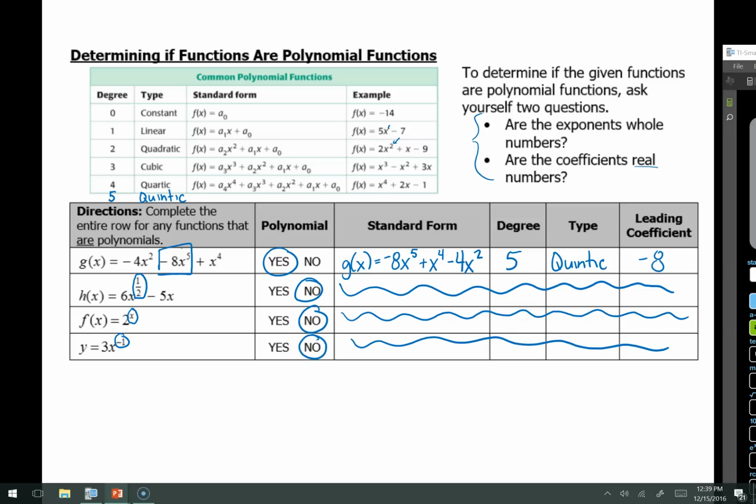So be sure that when you are looking at something and you look at whether or not it's a polynomial, look at the exponent, see if it's a whole number, and look at the coefficients, make sure they're real numbers, no i's in them.